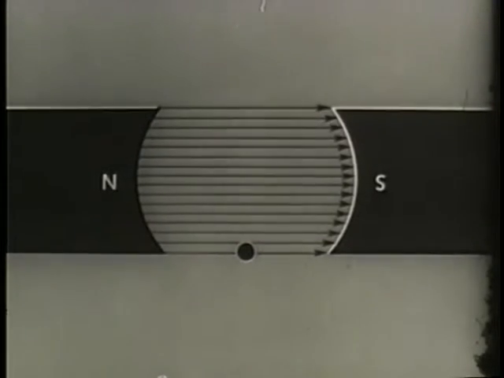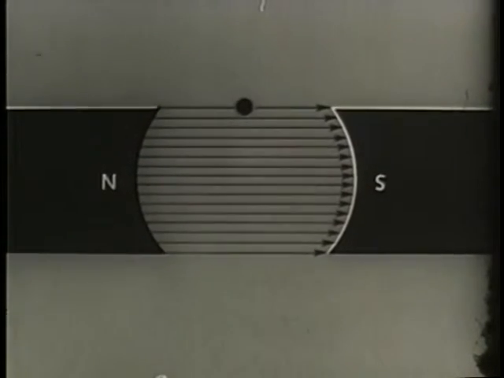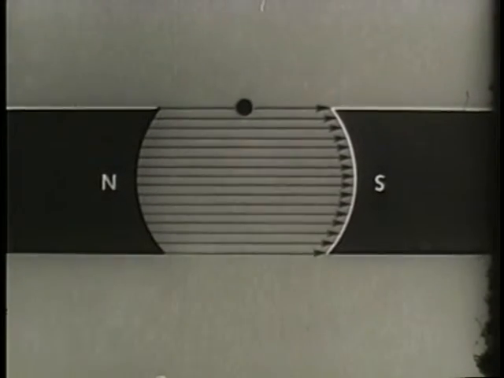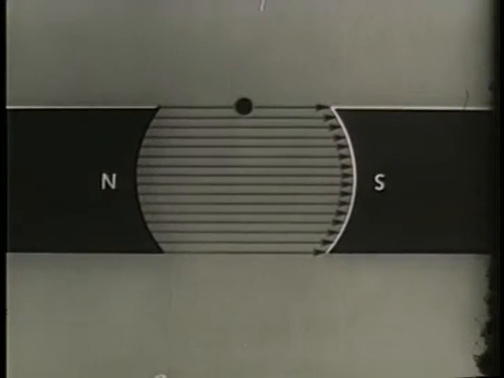Again, at 180 degrees, no lines are cut, no EMF. We reach a maximum again at 270 degrees, and finally, at 360 degrees, no lines are cut. The conductor has rotated 360 mechanical degrees, which correspond in this instance to 360 electrical degrees.